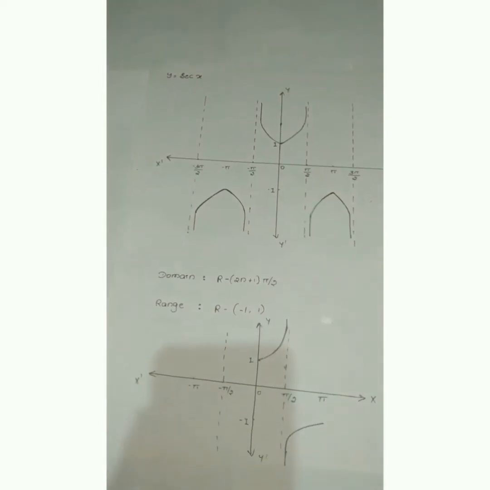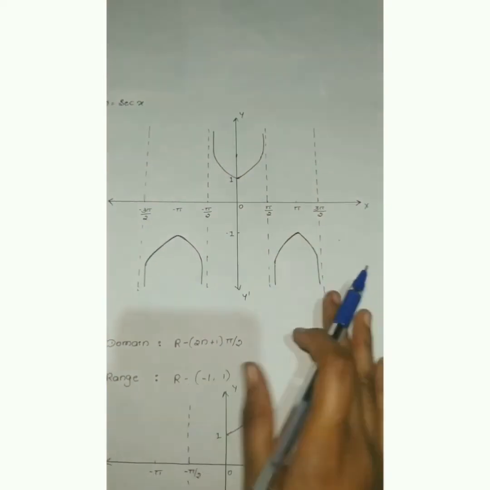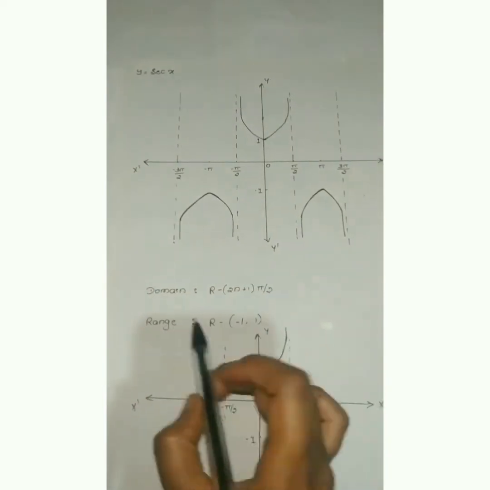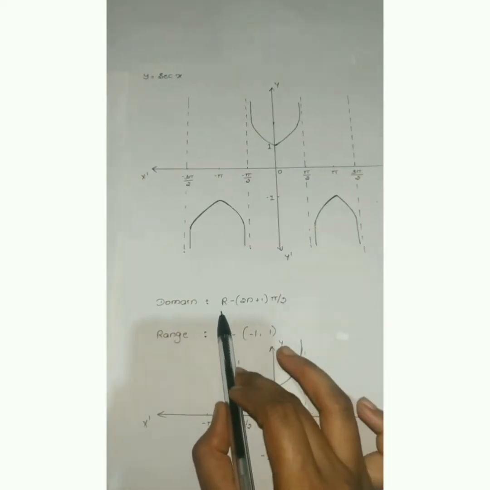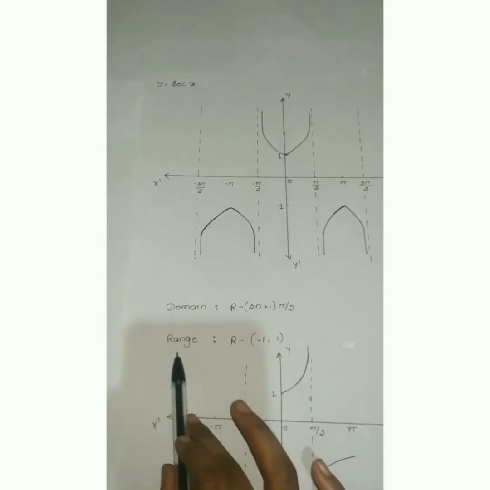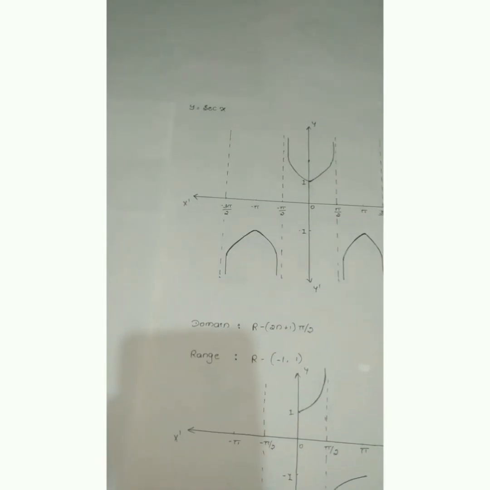Definition and graphical representation of the secant function. Here y is equal to secant function. This is the graphical representation of the secant function. The domain of the secant function is all real numbers except 2n plus 1 pi by 2 values, and the range of the secant function is all real numbers except minus 1 to 1.